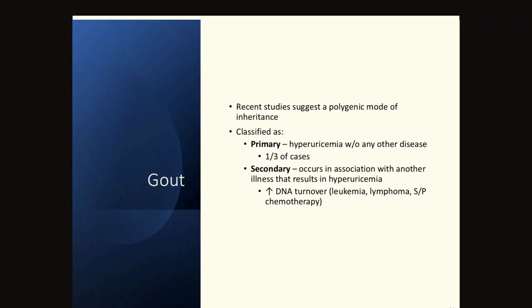There's a little bit of a genetic component here. Primary is without any other disease. That's about 1/3 of the cases. But a secondary cause of gout, these have an underlying cause that would result in hyperuricemia.